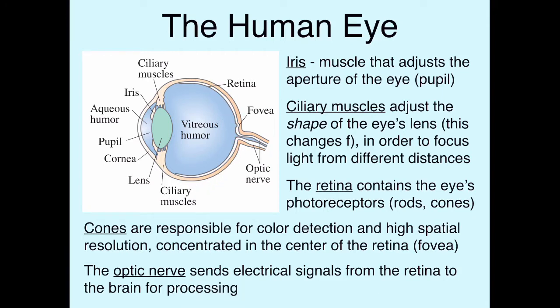And then finally, we have the optic nerve. So the optic nerve is responsible for sending electrical signals from your retina, which is detecting the light, to your brain. So your brain can actually process that information.